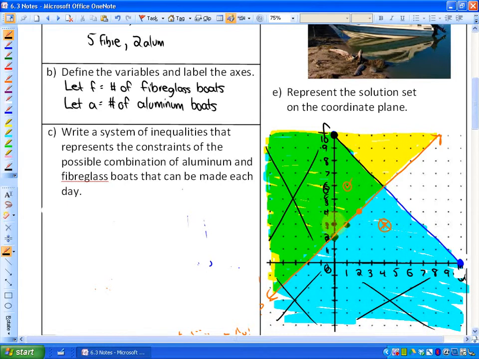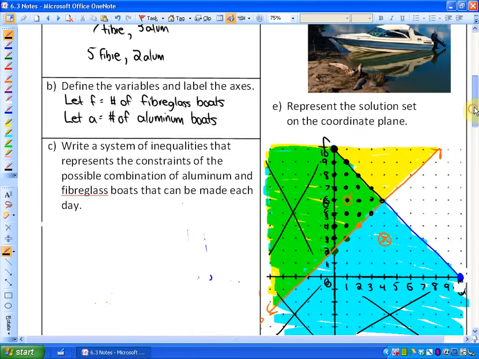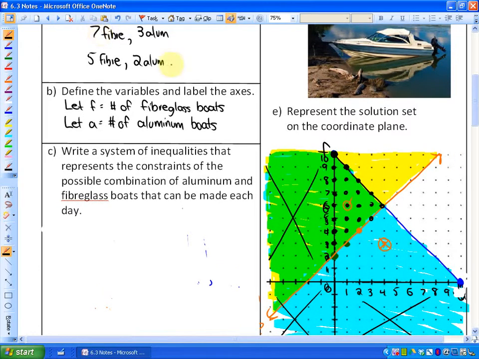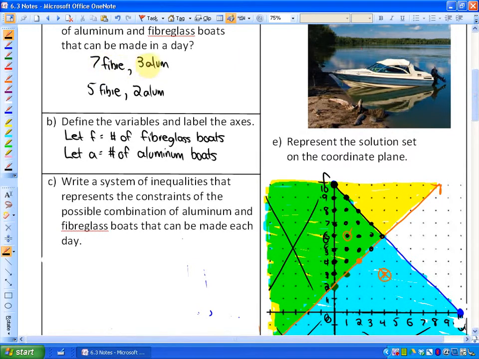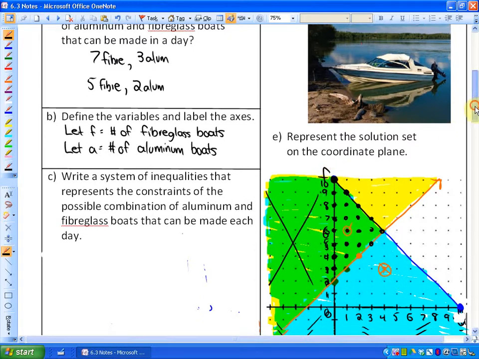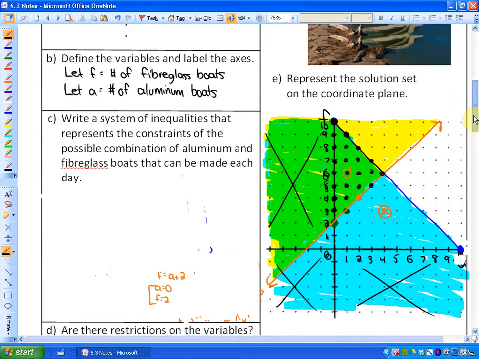We'd also only want to include the integer value combinations. So these are the only possible combinations of boats that can be made in a day, just the integers. That's why I'm drawing dots here, and I'll mention that when we talk about the restrictions in just a little bit. So if you notice, the 2 combinations that we came up with initially in part A, 7 fiberglass and 3 aluminums, that will be in the solution set. That's right here. Sorry, right here, 7 fiberglass and 3 aluminums. Or 5 fiberglass and 2 aluminums, that's this point right here. So these are all the possible combinations, and these are the only combinations of boats that that particular company can make.